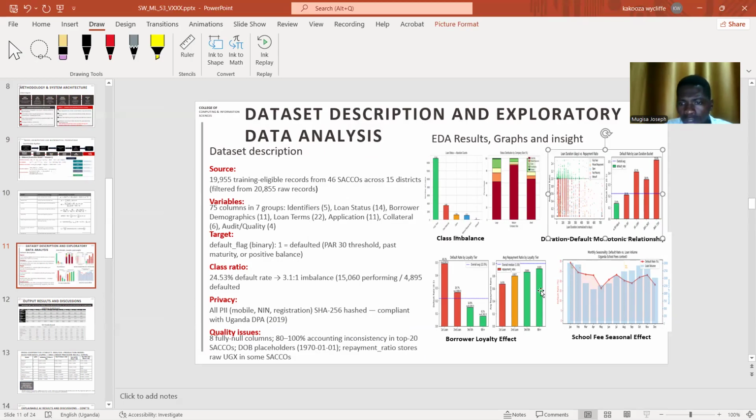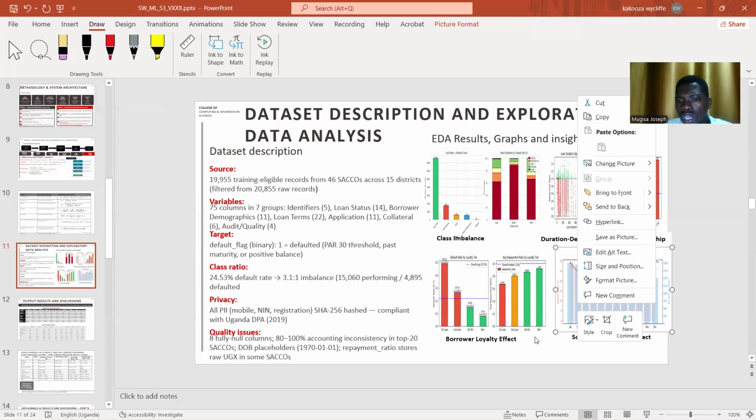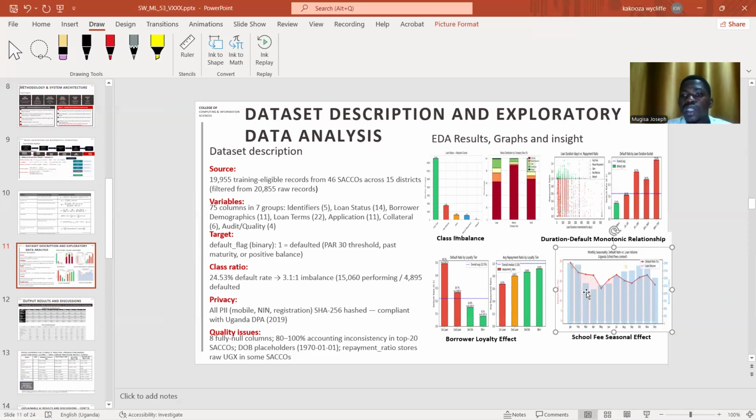And then we have the school fees seasonal effect, whereby we can look at the loan counts increasing in January and February when students are actually going back to school. And similarly, the default rate increases like that. Also, if you look at October and November, it is the same thing. So we mark a month as a school fees month, and when we look at our SHAP values, it carries a high predictive value.